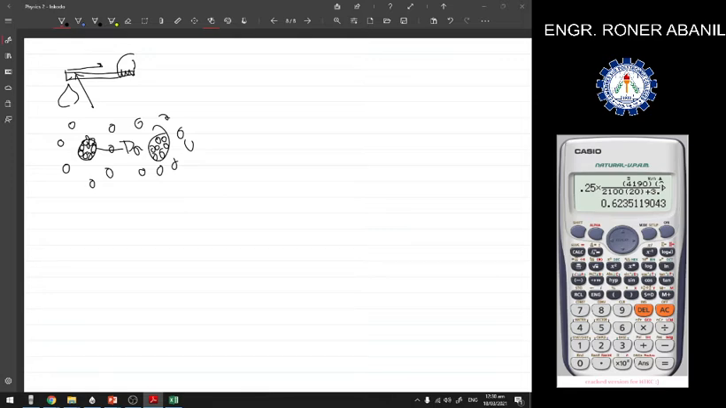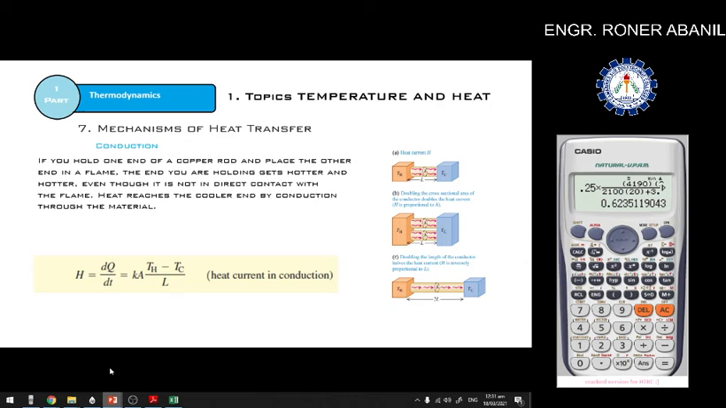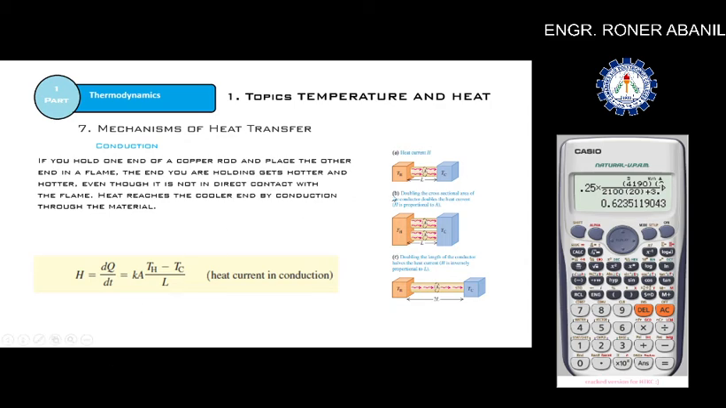So, heat transfer occurs only between the regions that are at different temperatures, and the direction of heat flow is always from higher to lower temperature. Okay? So, makikita natin yan dito sa figure na to. Okay?